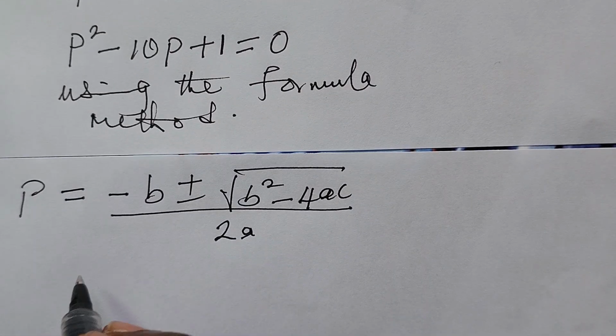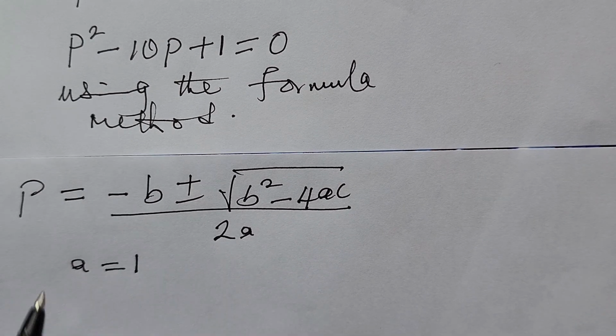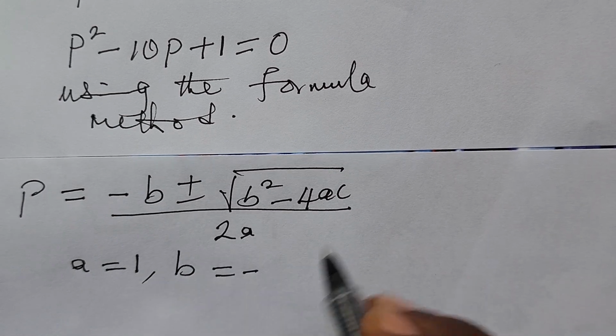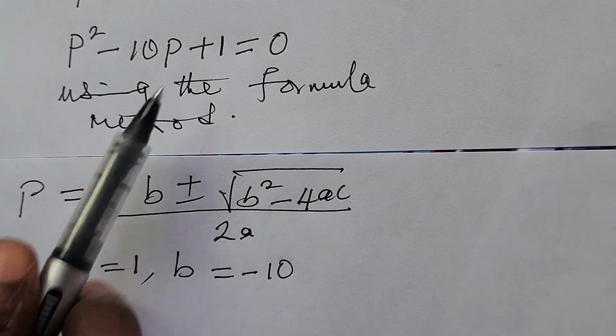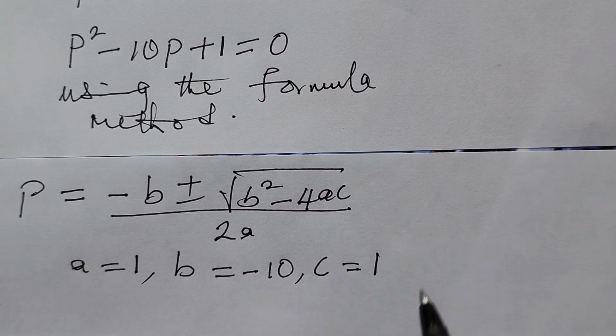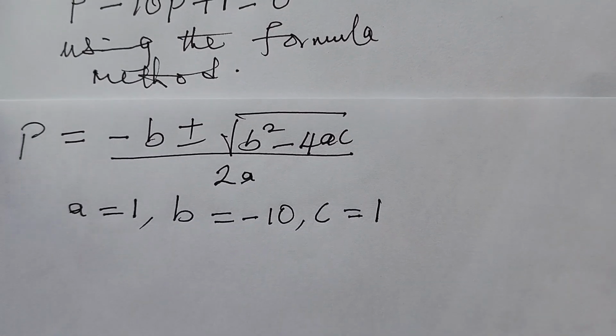So what is our a here? Our a is the coefficient of our p squared, our b is the coefficient of our p, and our c is the constant term, which is 1. So we can now put these values into our formula.